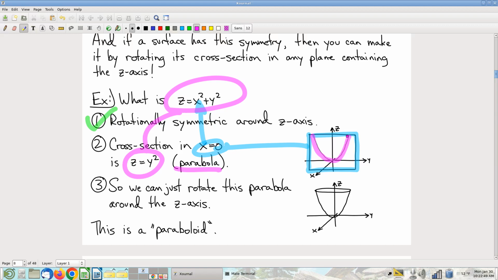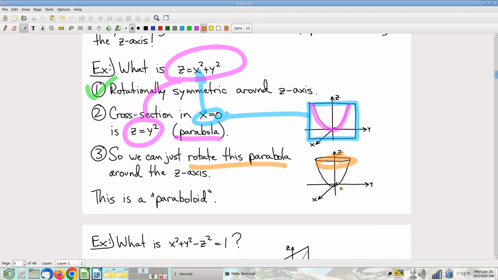So looking in this cross-section, I get a parabola, and I know that my surface is rotationally symmetric around the z-axis, so I'm just going to rotate the parabola around the z-axis, and I appeal to your geometric intuition. If you rotate that parabola around the z-axis, then you get a bowl like this. How we doing? Is everybody happy? All right. I think this is a really powerful trick for understanding an equation of three variables. As with all tools, it only works in certain cases, but surprisingly often. And let's see some more examples.